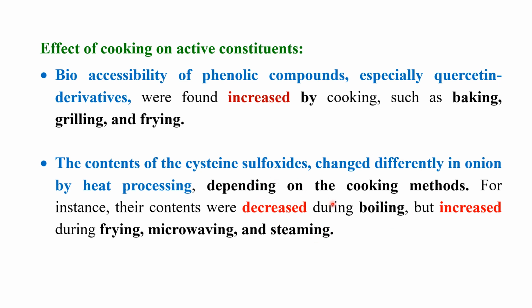So when you are, for example, making a chicken or meat broth and you add the onions, you use a boiling method to prepare that soup. So this method will decrease the content of organosulfurous compounds. Instead, to keep the organosulfurous compounds in high percentage, you can use it raw, or if you want to cook it, you can use frying, microwaving, or steaming to preserve their concentrations.